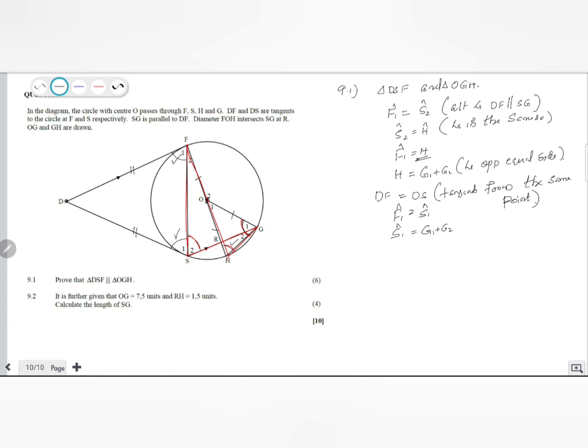Then what is left there? And the bigger triangle D is equal to the smaller triangle O1. That is the third angle. Okay, so we can now say that a triangle, because it is already given the names in the question, so that order you can use. DSF is similar to triangle OGH. So we are done. Reason is angle, angle, angle, isn't it? Okay, so this is how we do this question. Is it clear? Okay, let's go to the next question, 9.2.